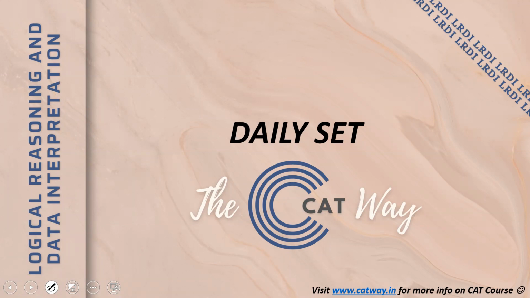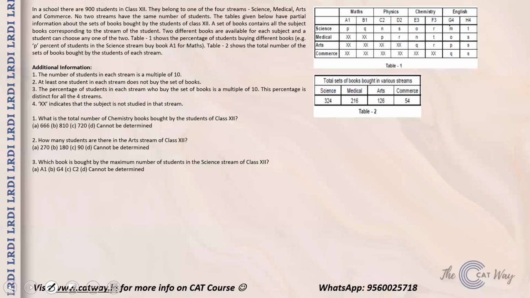Now let us start. So what we have today is that in a school, there are 900 students in class 12. They belong to one of the four streams: science, medical, art and commerce. No two streams have the same number of students. The table given below has partial information about the set of books bought by the students of class 12. A set of books contains all the subject books corresponding to the stream of the student. Two different books are available for each subject and a student can choose any of the two.